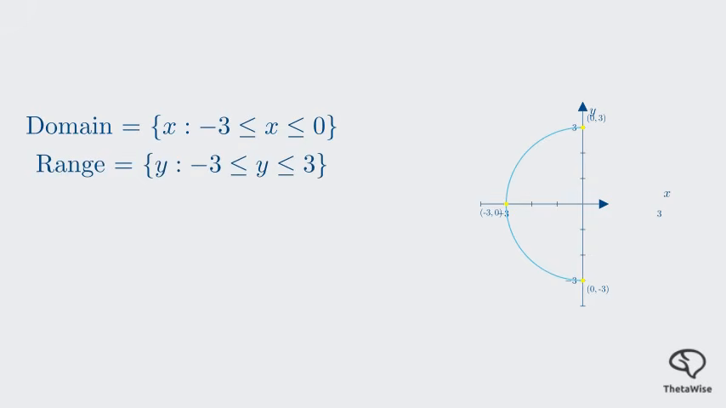To sketch this, we draw a semicircle in the left-hand quadrants. It starts at 0, 3, passes through -3, 0, and ends at 0, -3. Its domain is from -3 to 0, and its range is from -3 to 3.